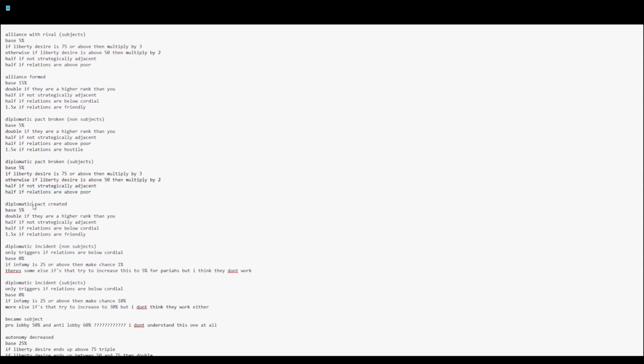Got the diplomatic pact created. Base of 5%, double if they're a higher rank than you. Half if not strategically adjacent, half if relations are below cordial. And 1.5 times if relations are friendly.